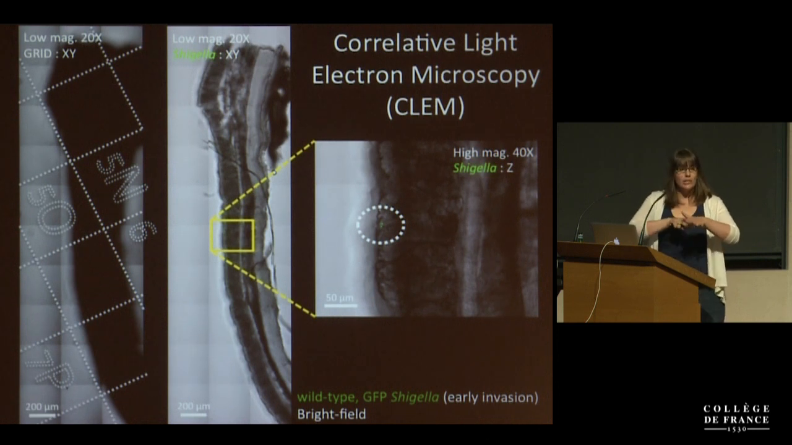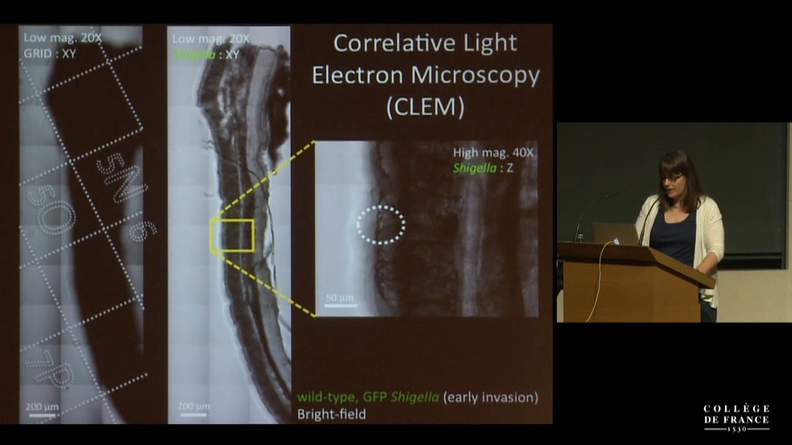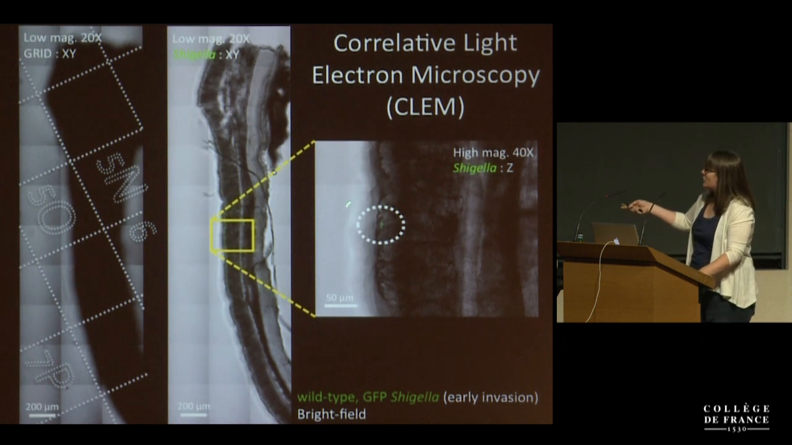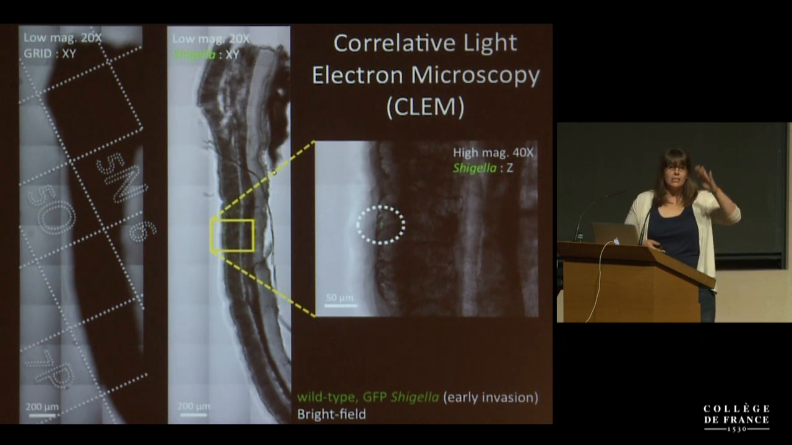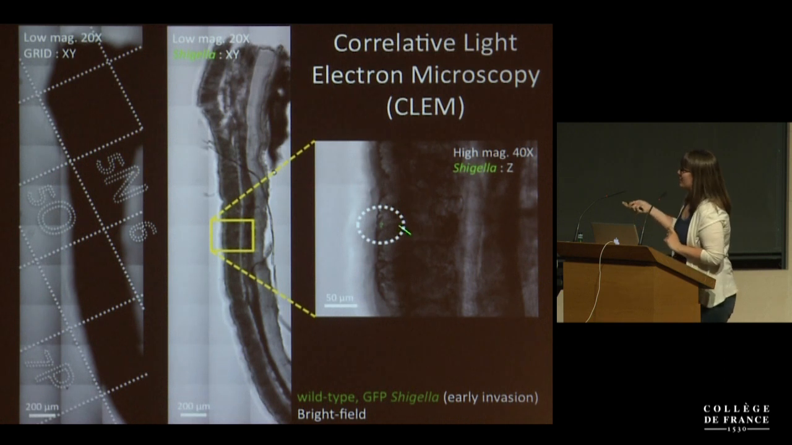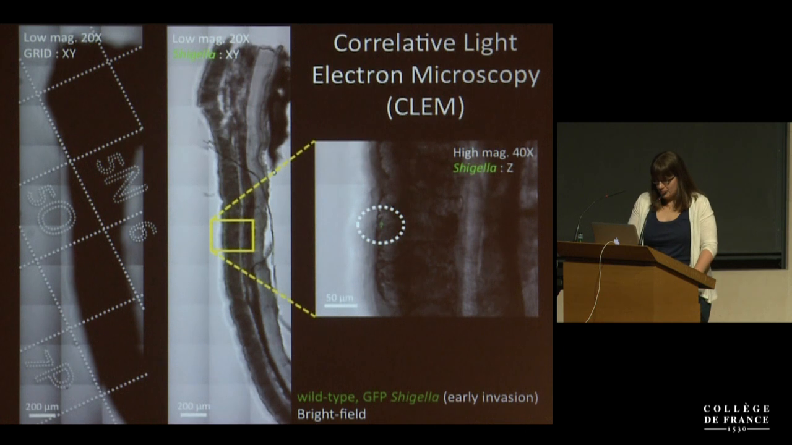So we obtained the XY positions of the bacterial foci of these GFP-expressing Shigella. Then we went on to acquire a higher magnification image where we could localize the bacterial foci in Z. So we had the X, Y, Z positions, and we could hand our samples over to the EM platform. They weren't just shooting blind, they weren't just slicing for no reason with these thick tissue samples. So we could basically home in and image these early infection events.